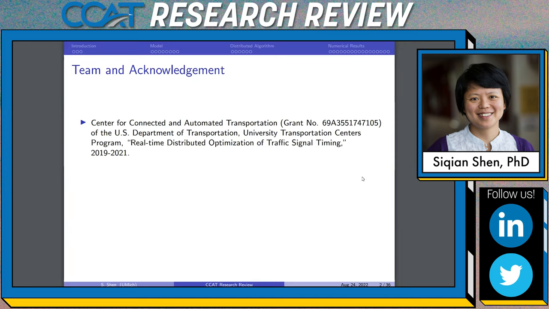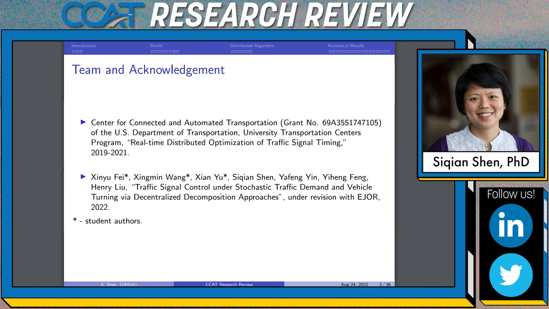Okay, so here is the first slide. It's about our team and also acknowledgement. This research is being funded by CCAT through the Department of Transportation UTC program. And in this big framework, we study all kinds of problems for real-time control of traffic signals. And this particular presentation I'm doing today is associated with this paper. So this paper has the same title, and we thank the student authors Xinmin Wang and also Xian Yu, who dedicatedly worked on this problem, together with the PIs on this grant.